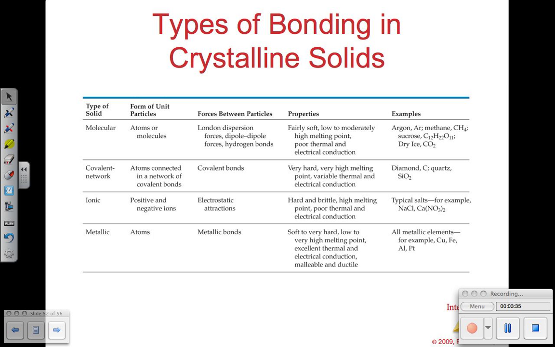They have excellent thermal and electrical conduction, and they're also often malleable and ductile. Malleable is the idea that you can pound it into sheets, and ductile is that you can press it into wire. Examples would be just any metal element that you can think of, of which there are a lot.